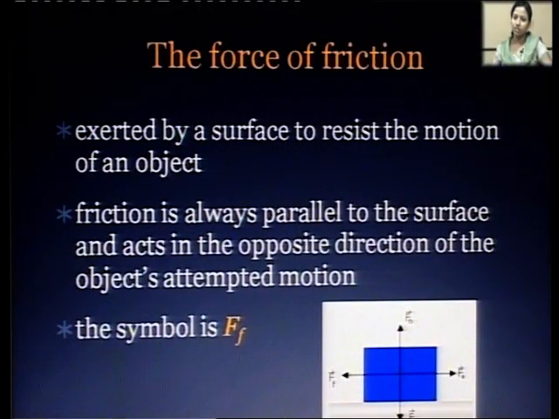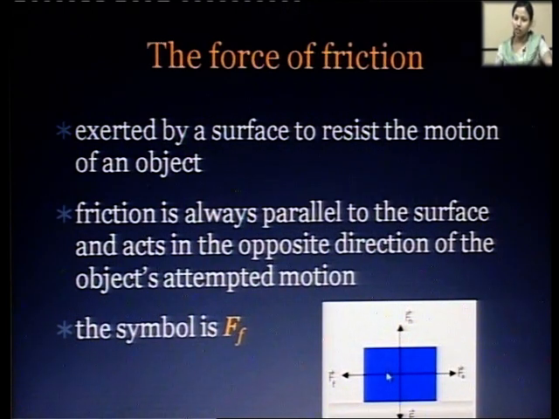Here in the picture we can easily see this thing. This is a free body diagram. I will explain later, but I can somehow explain this thing.